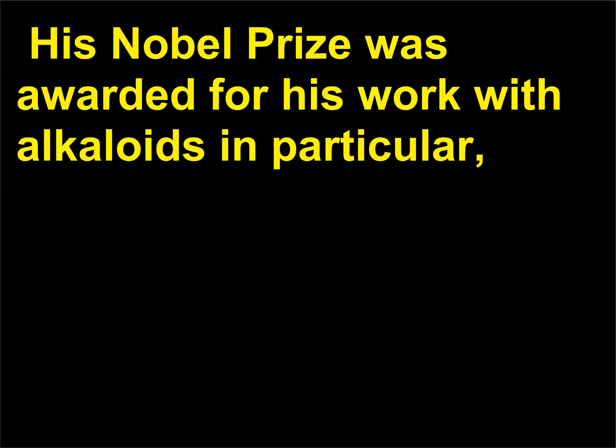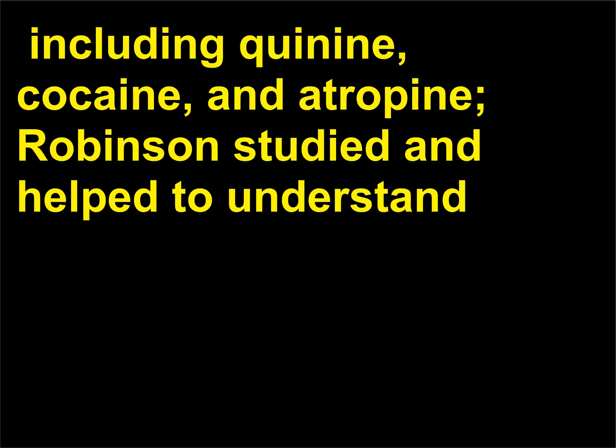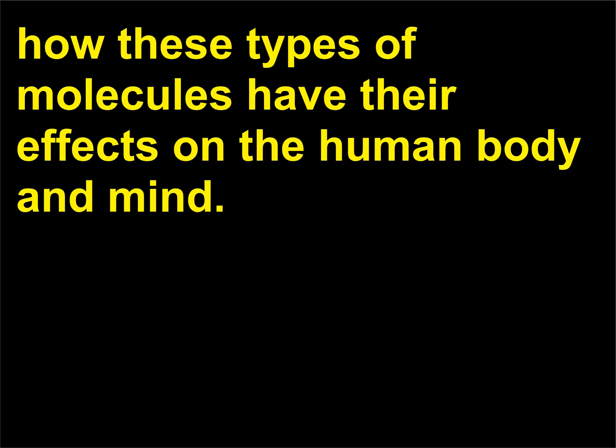His Nobel Prize was awarded for his work with alkaloids in particular, including quinine, cocaine, and atropine. Robinson studied and helped to understand how these types of molecules have their effects on the human body and mind.